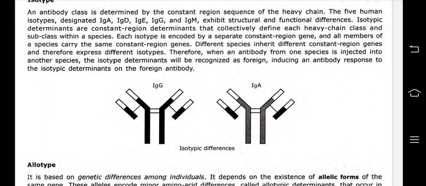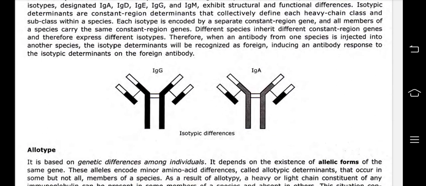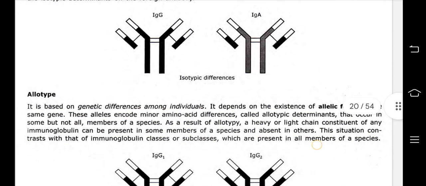So, isotype determinants are constant region determinants that collectively define each heavy chain class and subclass within a species. Each isotype is encoded by a separate constant region gene and all members of a species carry the same constant region gene. Different species inherit different constant region genes and therefore express different isotypes. Therefore, when an antibody from one species is injected into another species, the isotype determinant will be recognized as foreign, inducing an antibody response to the isotypic determinants in the foreign antibody. IgG and IgA isotype differences.